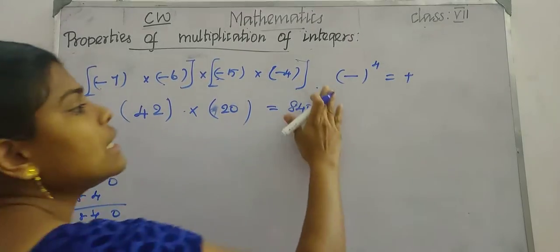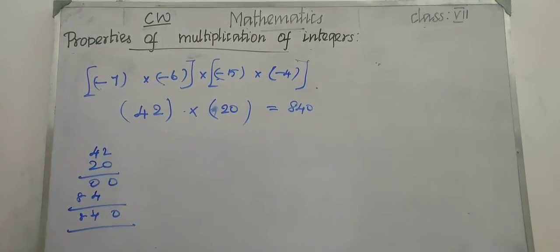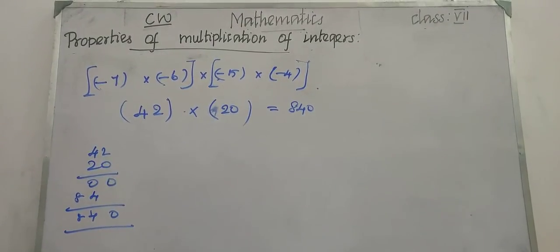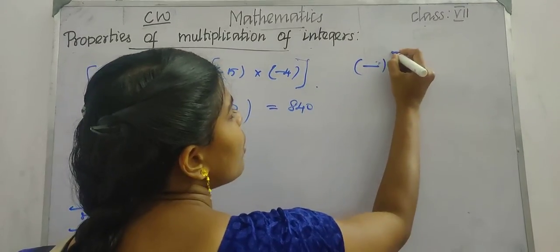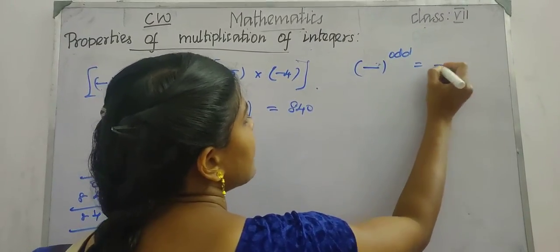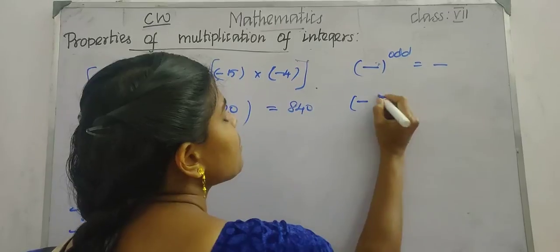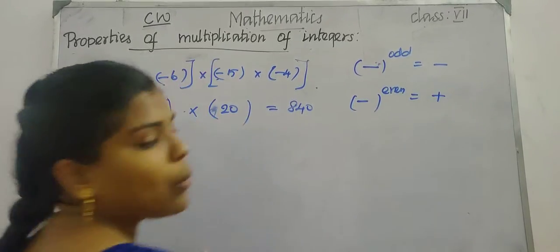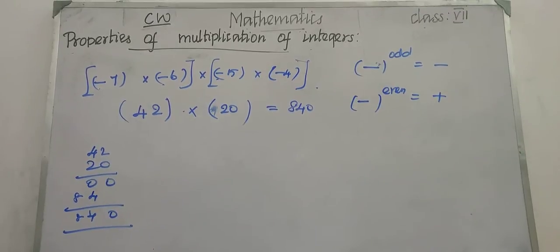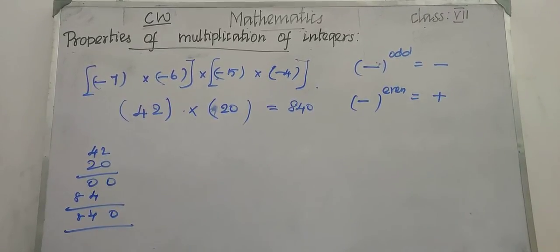If you multiply negatives 4 times, you will get a positive sign. Okay children? In the previous class itself I had explained, right? If you are multiplying minus an odd number of times, you will get the negative sign. If you are multiplying minus an even number of times, you will get the positive sign.